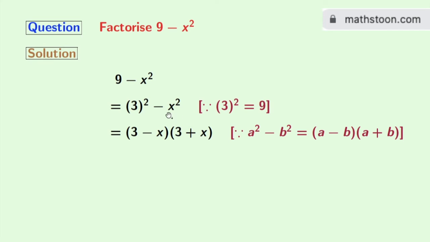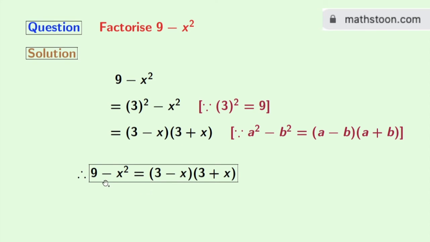Applying this, we get this equal to 3 minus x times 3 plus x. As we cannot factorize further, so finally we get 9 minus x square is equal to 3 minus x times 3 plus x. So this is our final answer.